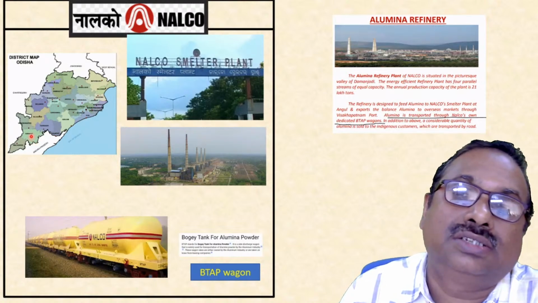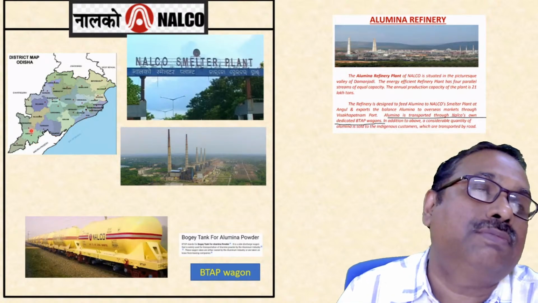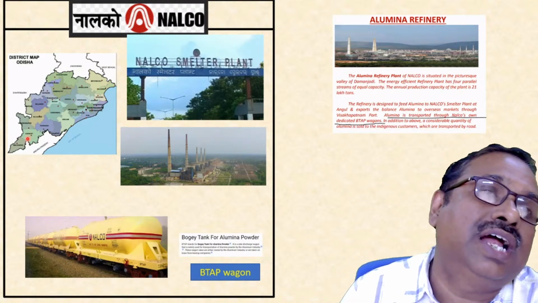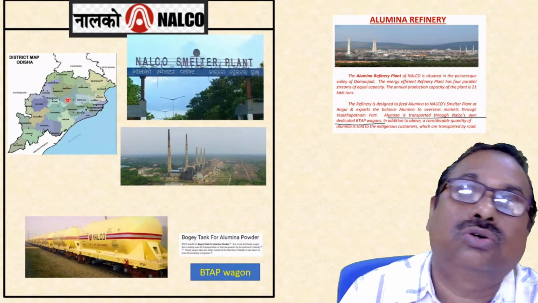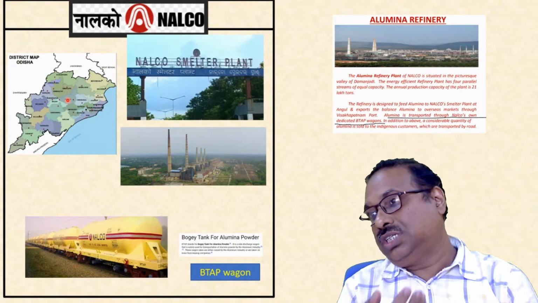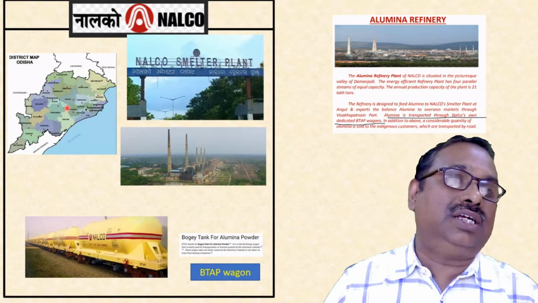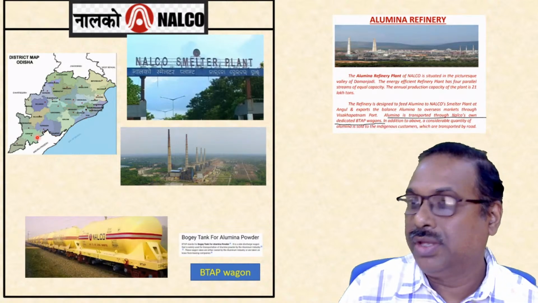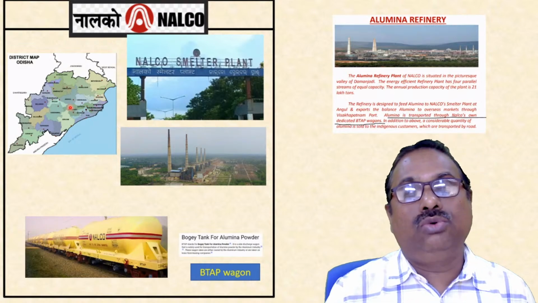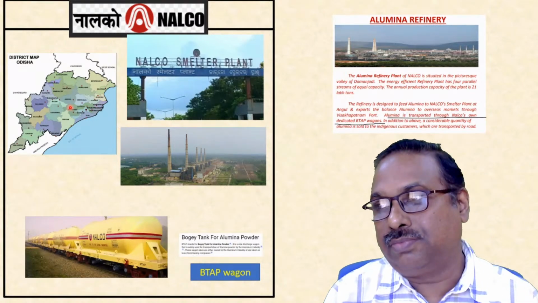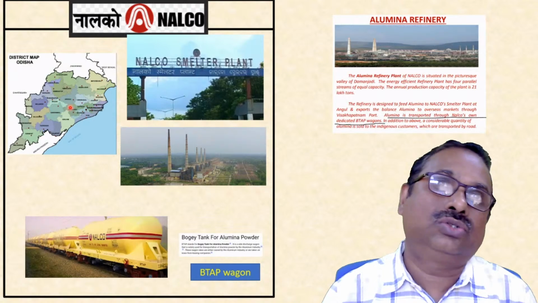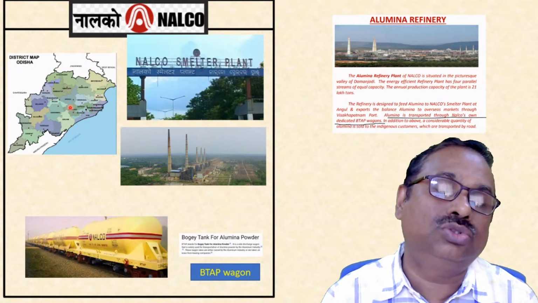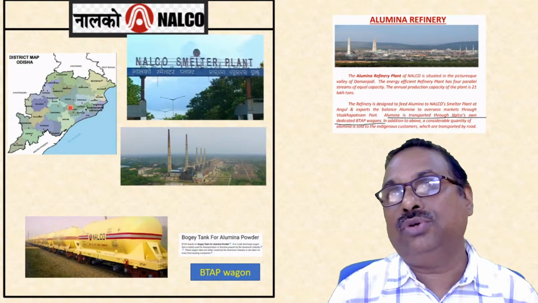From this part, Damanjodi, NALCO has a plant in Damanjodi. That means they extract bauxite and send it to Anugul. Now you might ask a question: why have they set up the plant in Anugul? Why not in Koraput, Damanjodi? Because to get aluminium from bauxite in the manufacturing process, you need energy. That means huge energy.